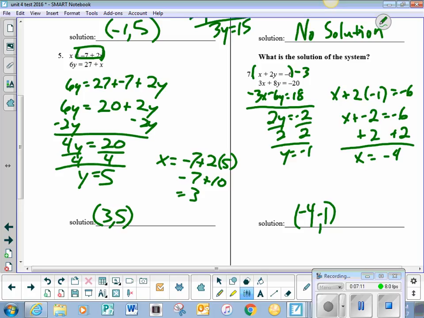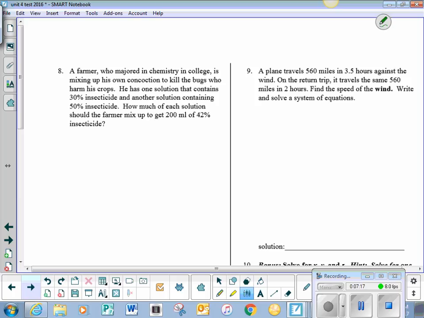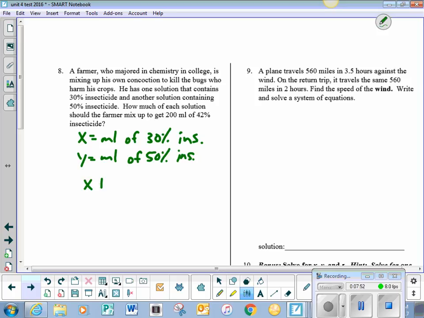Okay. Again, pretty straightforward. Hopefully, if you didn't do so hot, you're going, oh, okay, that's silly, silly, silly. Okay. When I have word problems, the very first thing I need to do is define my variables after I read and understand. So I read it. A farmer's mixing a couple different concentrations of insecticides. He needs to know how much of each he's going to use. So if x equals the milliliters of 30% insecticide, okay, and y equals milliliters of 50% insecticide, I know that I'm going to have a total of 200 milliliters.